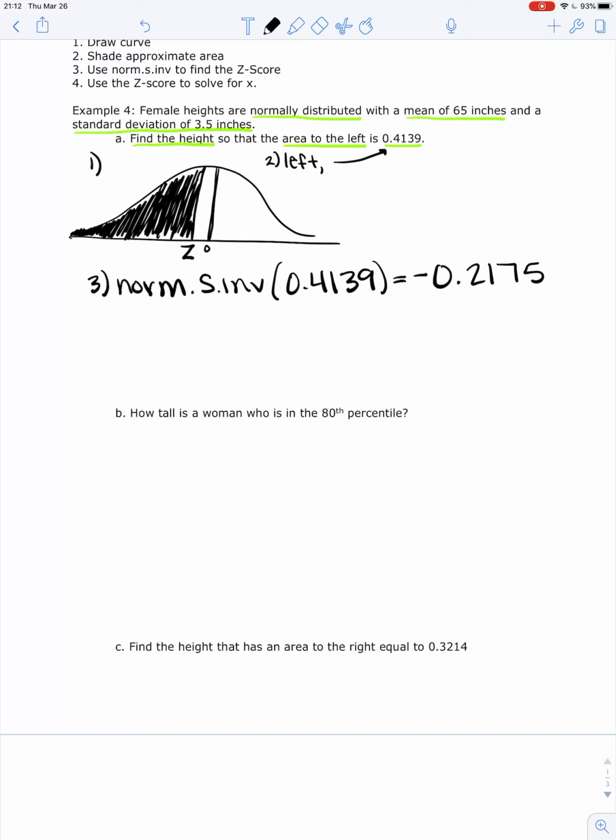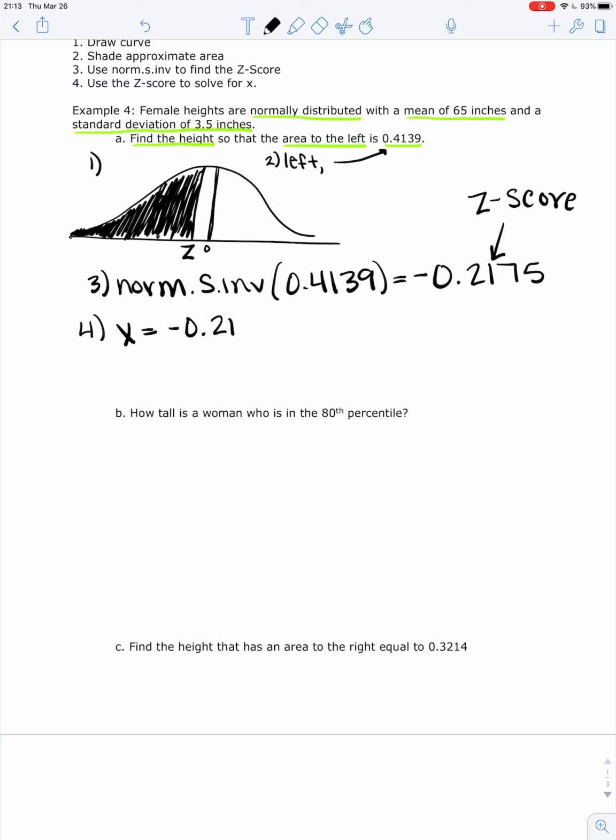So now this value that I just found, this right here, is a z-score. This is not a height. You cannot have a negative height. This is a z-score. So this means that my answer is going to be less than the mean. And the mean is 65. And I know it's going to be less than the mean because the z-score is negative, meaning this person's height was below the mean.